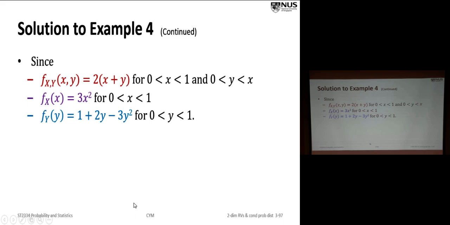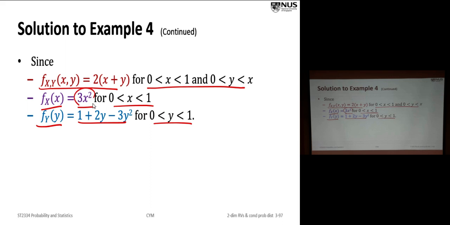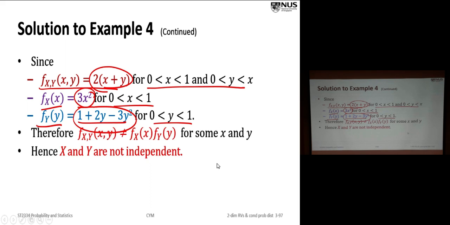Now you look at it. This is my joint distribution. This is the range. And this is my marginal for this region. So it seems obvious to me: how can you multiply these two to get something like that? One involves x, one involves y. When you multiply them, how do you get x plus y? You won't get x plus y. So in other words, f of xy does not equal f of x times f of y, at least for some x and y. So we say that X and Y are not independent.